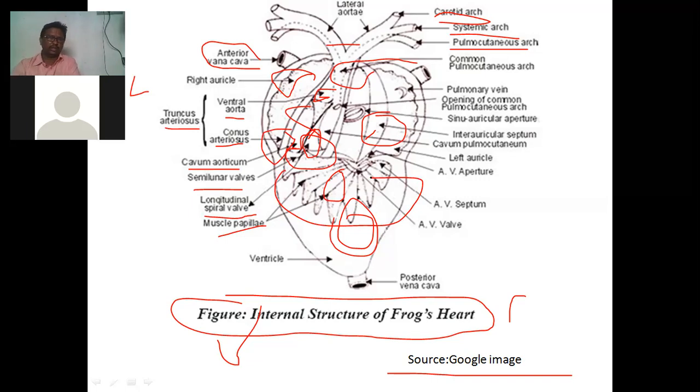Now here is the post-caval vein beneath the heart. These are the AV septum and the AV wall. AV means auriculoventricular: A for auricle, V for ventricle. So the AV wall, AV aperture and AV valve are present at this right side of the heart. This is the internal structure present in the front.